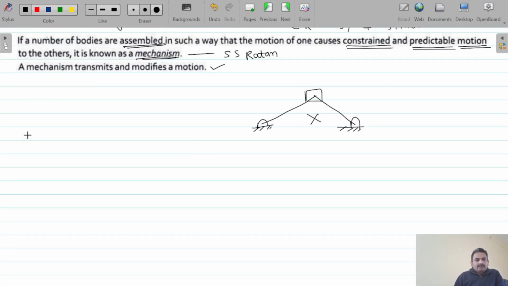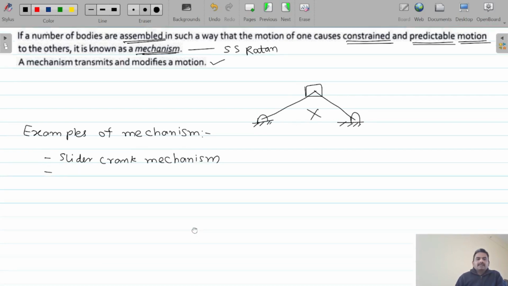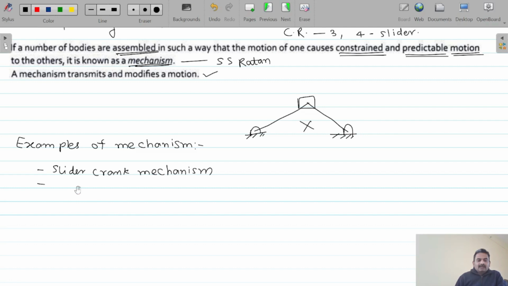Now, examples of mechanism. What are different examples of mechanism? Right now we have seen the example of the slider crank mechanism, a very simple example. There are many day-to-day life mechanisms that we are handling. Another example we can see is nothing but the compass.